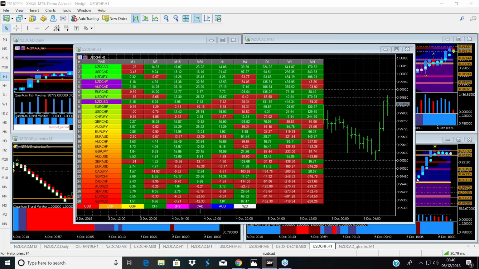This is from the MT5 platform. David has this on NinjaTrader as well. And the heat map says it all, really. I've been looking at the pairs at the top and at the bottom, not so much at the bottom, but certainly at the top. As you can see there, I've got the New Zealand CAD, we've got the dollar CAD, New Zealand yen, New Zealand Swiss, the Aussie CAD, and so on.